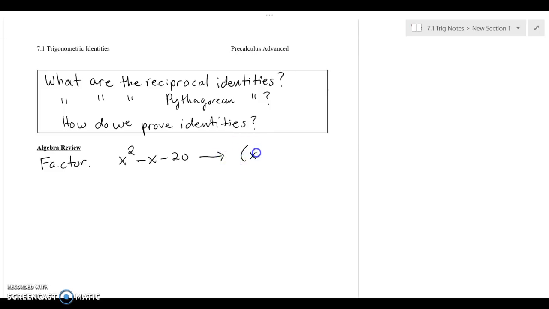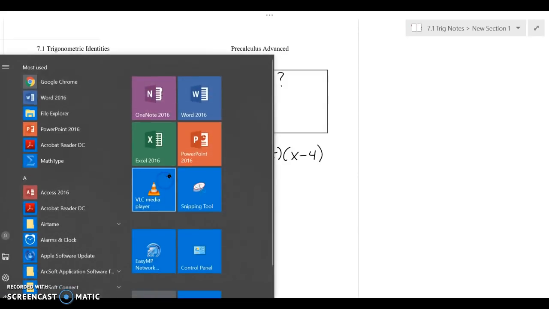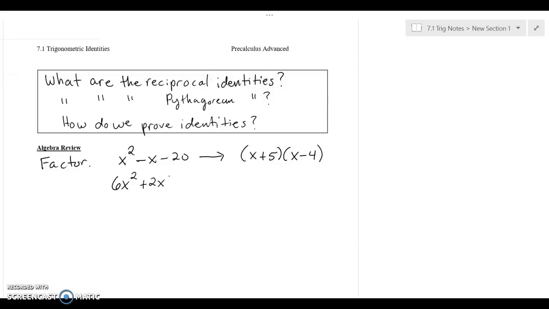Remember, when you factor, you're going to make a double set of parentheses because you're forming a product. And that is your answer. The second one's a little more difficult. Factor 6x squared plus 2x minus 28.